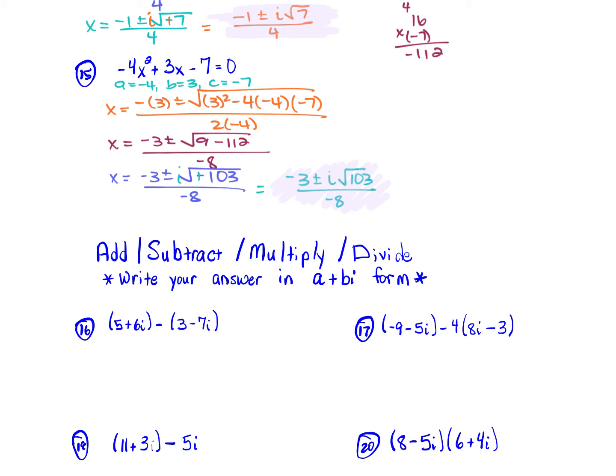So for 16, you have 5 plus 6I minus, parentheses, 3 minus 7I. So you're going to distribute that negative into the second set of parentheses. So it's going to give us 5 plus 6I minus 3 plus 7I. Combine your like terms from here, starting with your real numbers. The 5 minus 3 gives us 2. The 6I plus 7I gives us 13I. So that's 2 plus 13I.